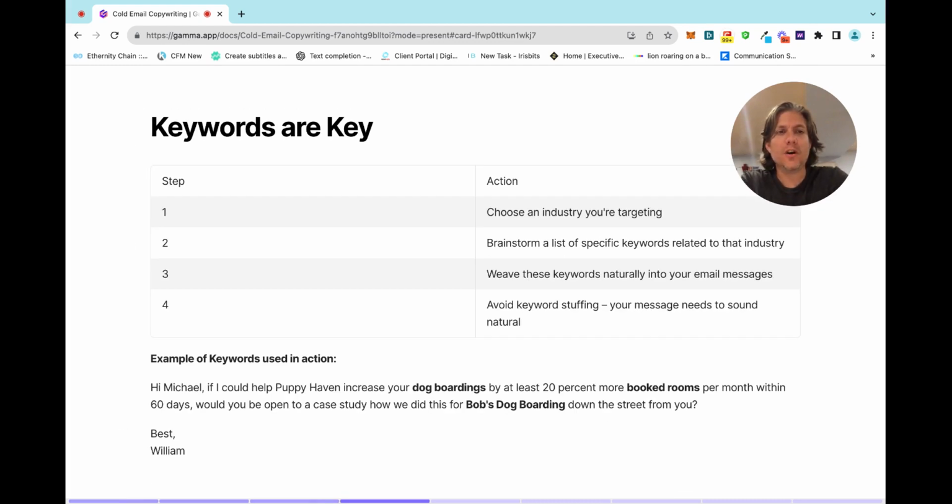So keywords are key. Genius. But seriously though, it really helps. Looking like you're one of them is super helpful. So, for example, what you can do is choose an industry you're targeting, brainstorm a list of specific keywords related to that industry, and then weave those keywords naturally into your email message like a tapestry. And of course, avoid keyword stuffing. Your message needs to sound normal.